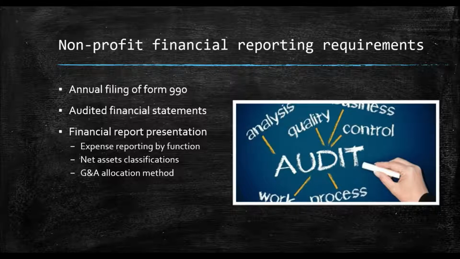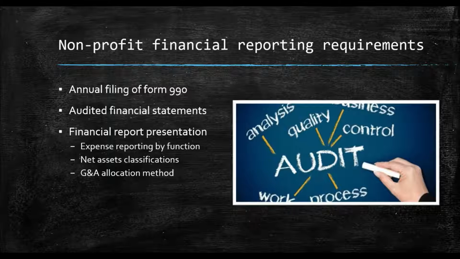And if you are required to have this audit, then the financial report presentation is also a factor. You're supposed to present your reports by function, department, program, and that's called expense reporting by function. You're required to keep track of restricted and non-restricted assets. And then there's a requirement to track your administrative costs. You have to track the costs and then allocate them across the different programs, making sure to document the allocation method that you're using. And this is just a few. There's a lot more reporting requirements if you're required to get audited, but this is just an overview.